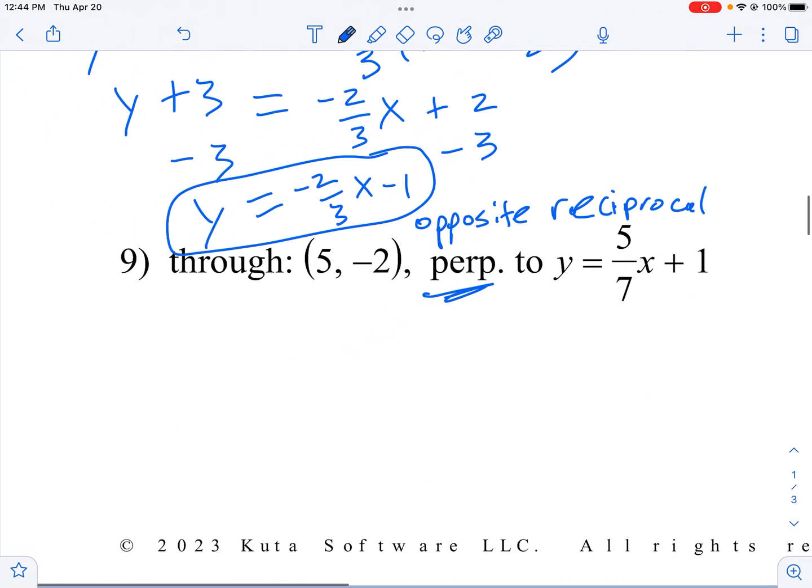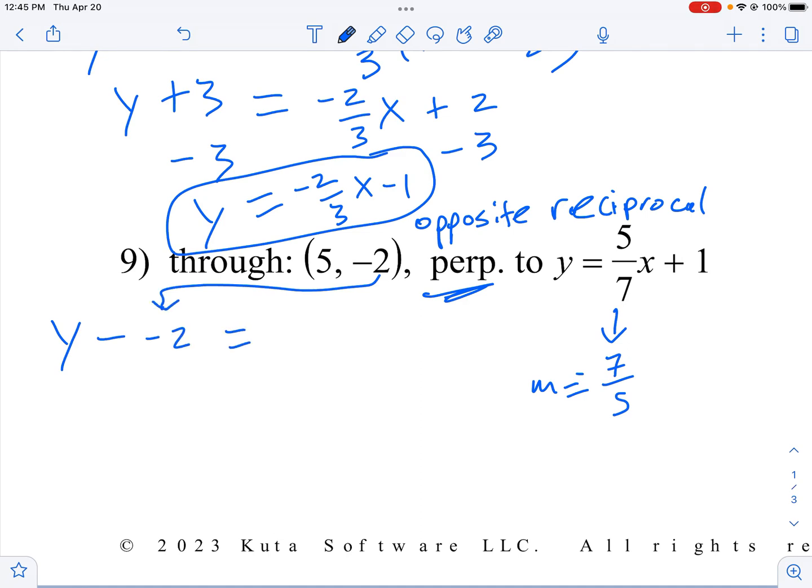Okay, for my next one, I want to get an equation of a line that's perpendicular to the original. So I'm going to take my old slope, flip it upside down, and change the sign. That's the slope I'm going to use for a perpendicular line. Everything else is the same. I still got y minus the y coordinate of the point I'm trying to go through, which is negative 2. And it's going to equal the slope I'm going to use, which is negative 7/5. And then I got x minus the x coordinate of the point I'm trying to go through, which is 5.